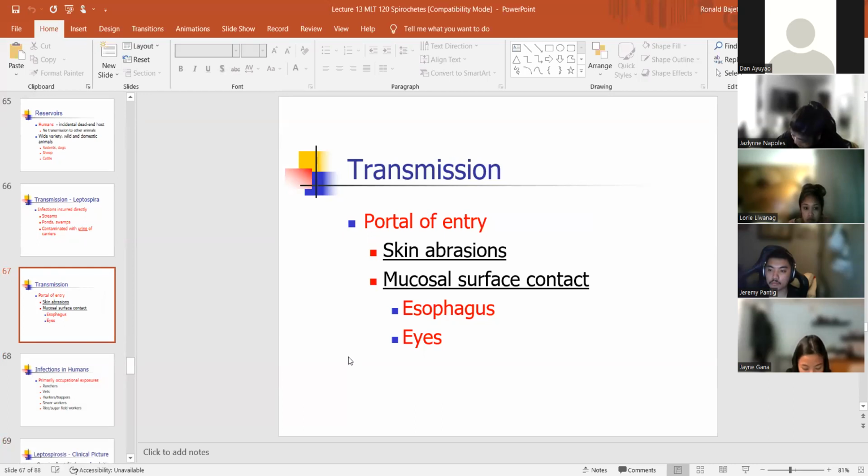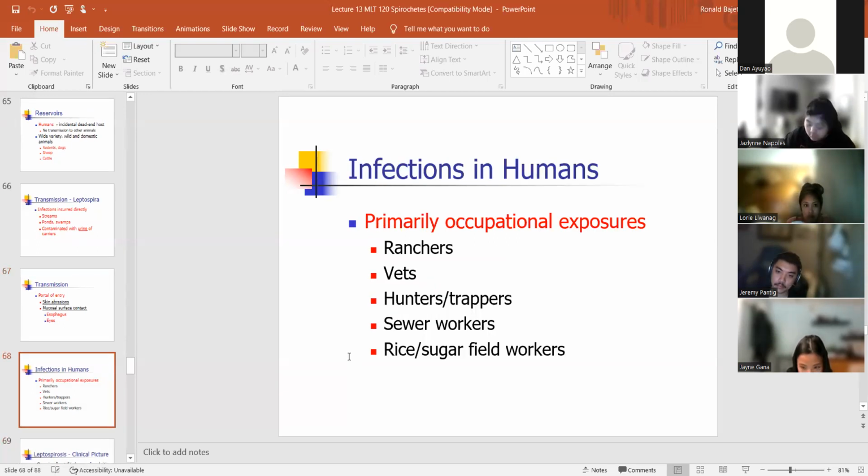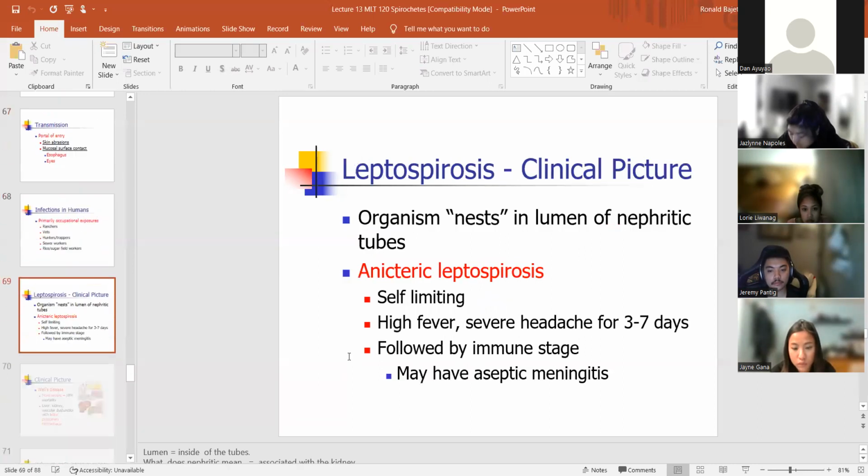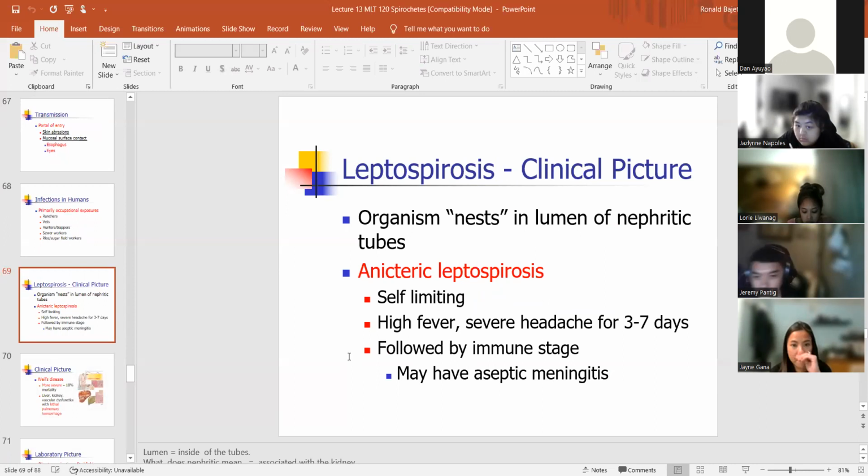So the portal of entry would be skin abrasions, mucosal surfaces like the conjunctiva of the eyes. The primary way you can contract it is from those farm animals that are infected. Occupational exposures include ranchers, vets, hunters, trappers, sewage workers, and rice and sugar field workers. So anicteric, remember, an means without, icteric means icterus. So there's no jaundice, and it's the mild form of leptospirosis.